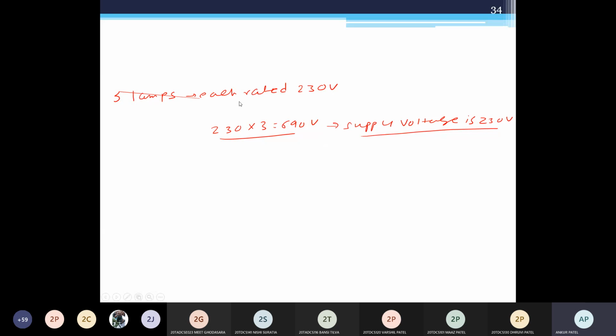Because we are connecting the appliances in series, the rated voltage becomes more than the supply voltage. So it is not used for domestic appliance connection or power wiring connection. Where is it used in series connection? Suppose we want to connect a regulator with a fan, so it is connected in series. These are the applications for series connection.